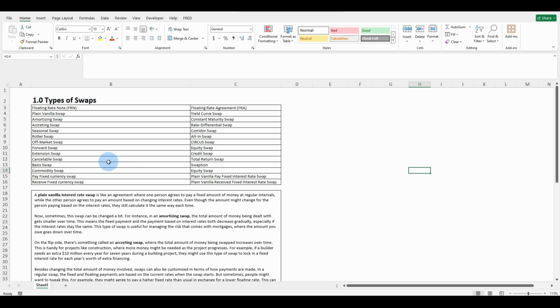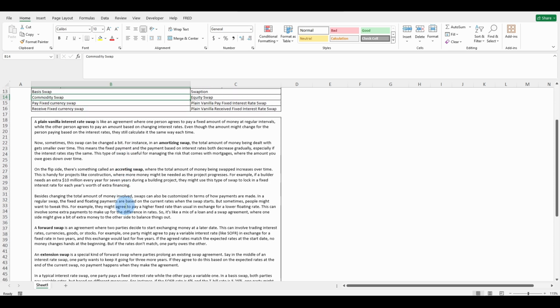We got floating rate notes, we got plain vanilla swaps, amortizing swaps, accreting swaps, seasonal, roller, off market, forward, extension, cancelable, basis, commodity swap, pay fixed currency, receive fixed, floating rates, and this is just a summary view. And let me just give you the definition of a few of these, all right?